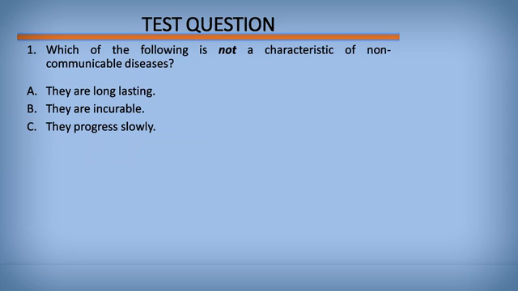So we'll quickly take some questions. Number one, which of the following is not a characteristic of non-communicable diseases? A, they are long-lasting. B, they are incurable. C, they progress slowly. Which of these is not a characteristic of non-communicable diseases? Well, the answer is B. From our lesson, we say that the features of non-communicable diseases is that they are long-lasting and they progress slowly.